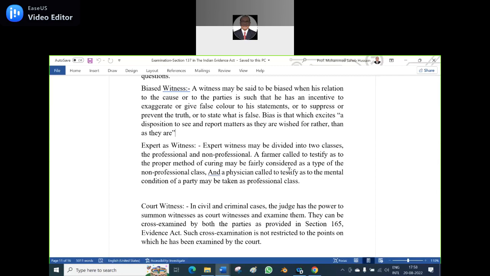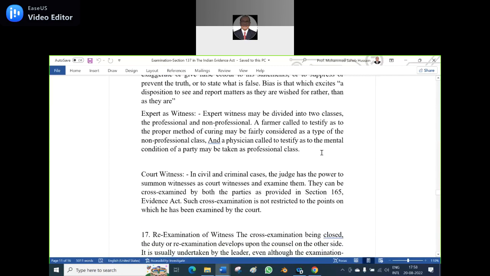A physician is a professional, and hence one who testifies to the mental condition of the body may be taken as a professional class. Experts in a certain subject, such as handwriting or fingerprints, are all professionals, specialists. An expert will give the answer on whether a signature is genuine or not. So those are said to be the expert witnesses, and the non-professionals are also witnesses, but they come under the non-professional class.